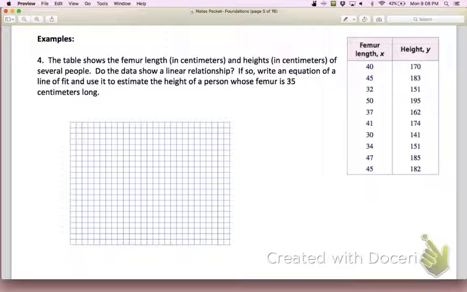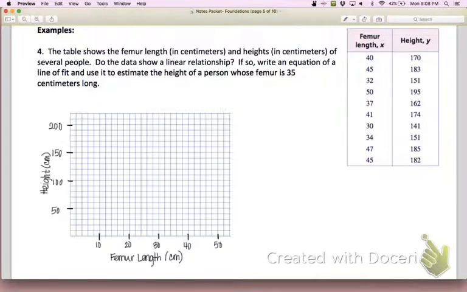So first thing I'm going to do is set up my graph. All right, by the magic of technology, here's my graph.